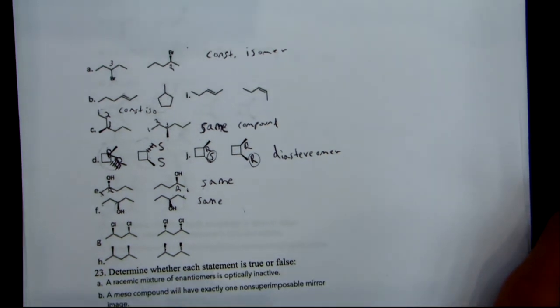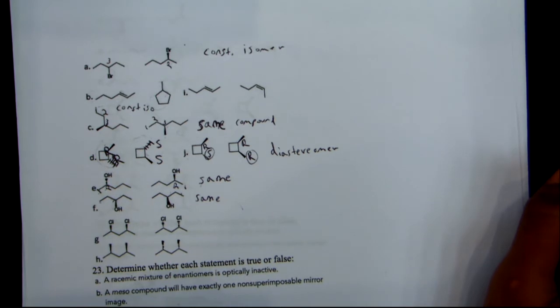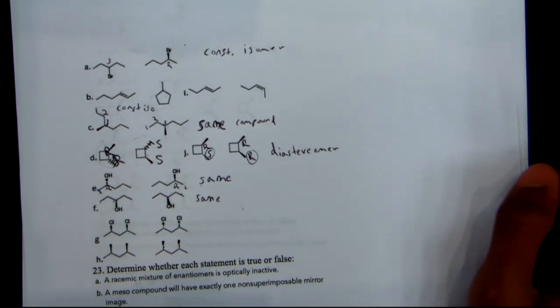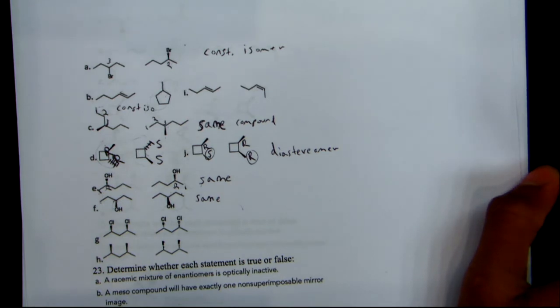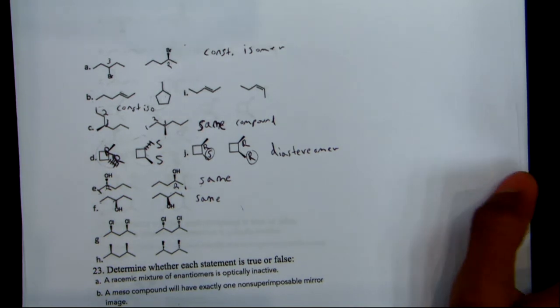Even if one was a wedge or a dash, they'd still be the same, like R or S. So is it only an enantiomer if there are more than two? Yes. You need at least two for diastereomer and enantiomer. You need all of your chiral centers to change.